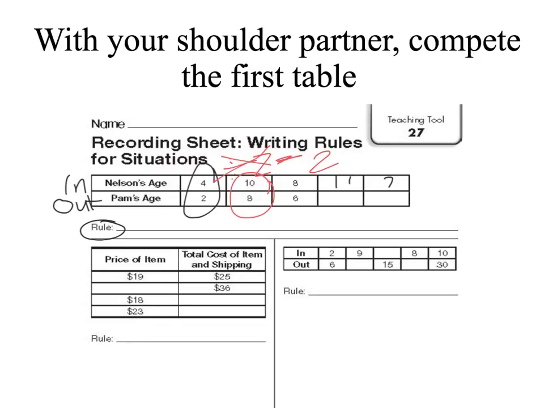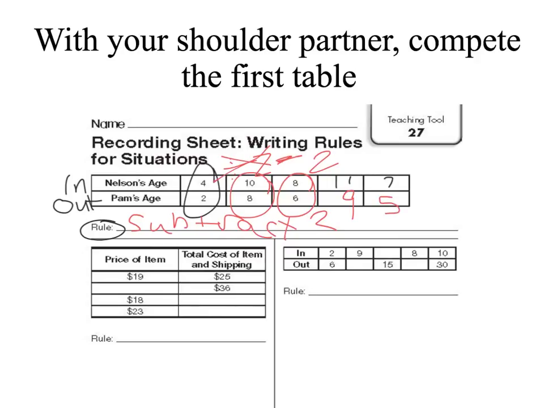10 minus 2 is 8. Again, let's try to make sure that it works with all numbers. So if we have Nelson's age at 8, we subtract 2, we do get 6. So the rule is subtracting 2. So if the rule is subtracting 2, then we can go ahead and extend the table. So I have 11 minus 2, well that will give me 9, and 7 minus 2 will give me 5.